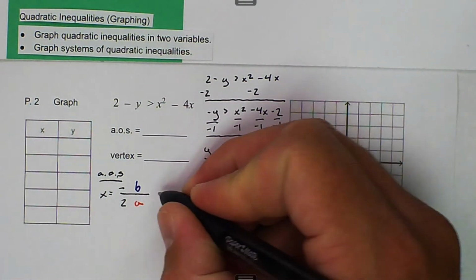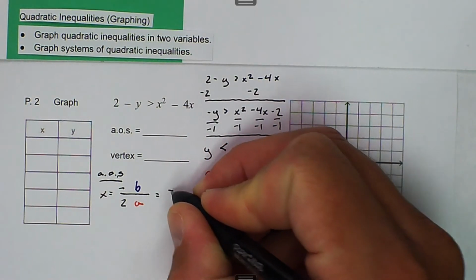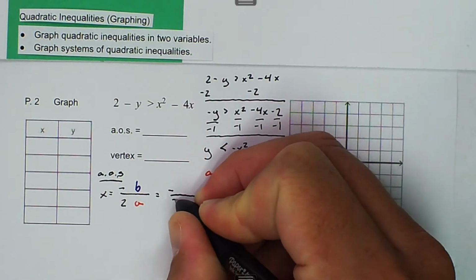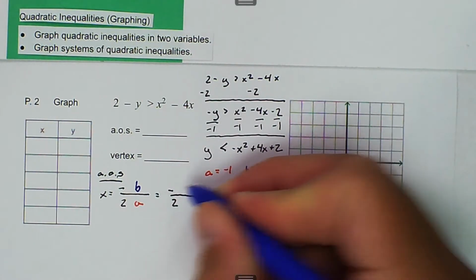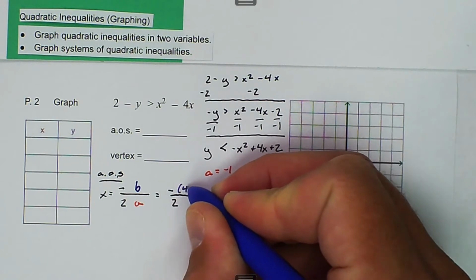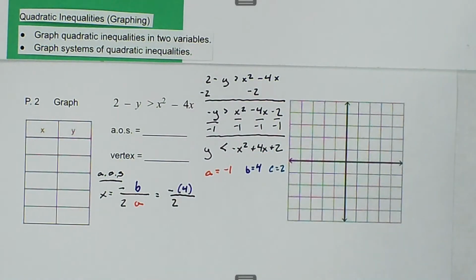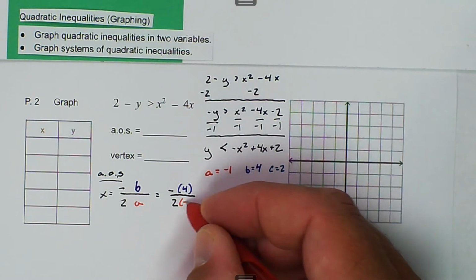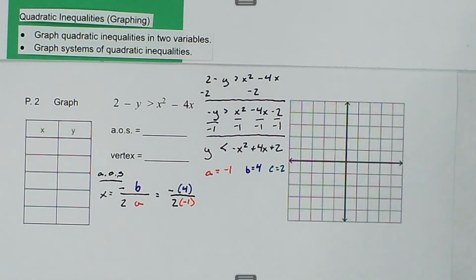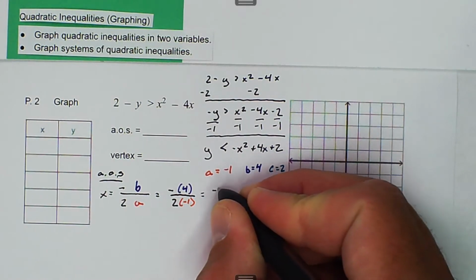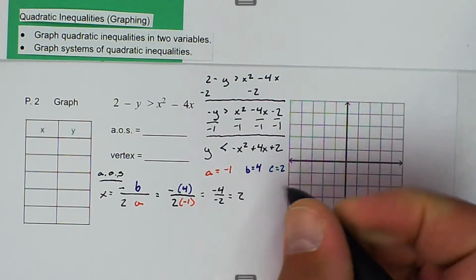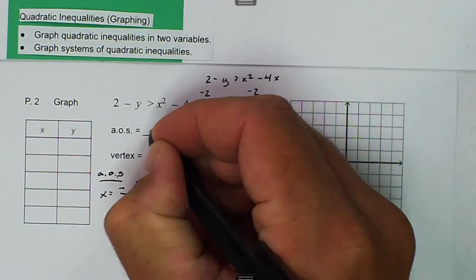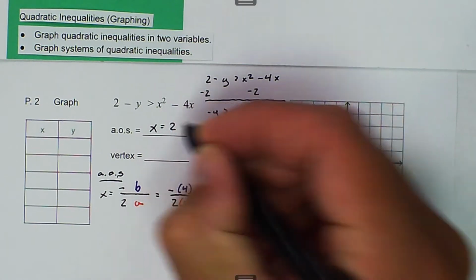So we know that the negative is going to stay, the divide sign is going to stay, the 2 is going to stay. So the things that change, the b value is 4, and the a value is -1. So that becomes -4 over -2, which is just 2. So our axis of symmetry is x equals 2.